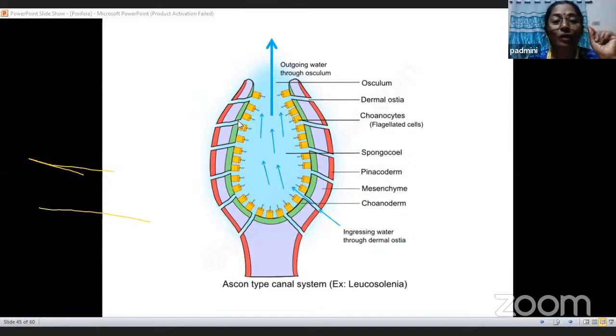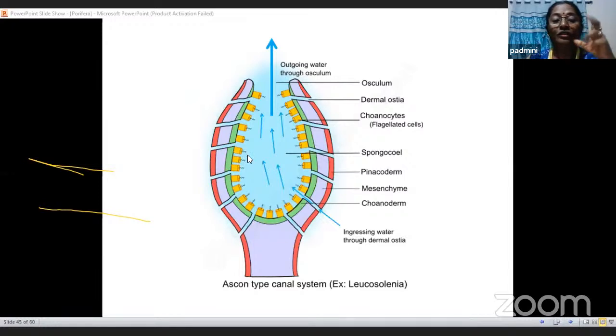This opens into the choanocytes. These are the choanocyte cells, the collar cells, as you call them. They all have flagella. With the help of these choanocytes, because of the movement of the flagella, the water from outside is pushed inside, and from here it goes into the spongocoel. Whatever microorganisms are brought in by the water current are captured by the choanocytes and thrown into the mesohyl cells for further digestion.